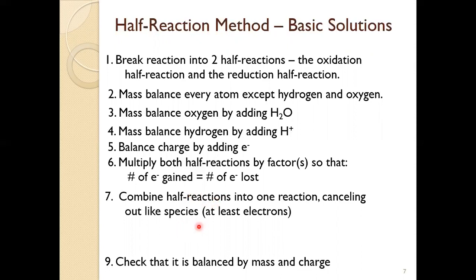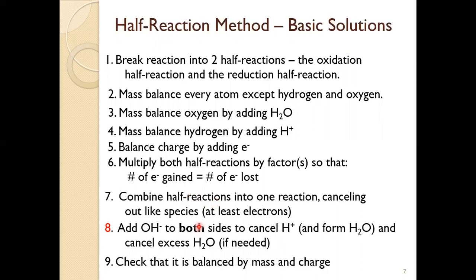The only additional step here is that because it is a basic solution, because the pH is relatively high, we don't have excess hydrogen ions. If it's basic, we have excess hydroxide ions. So this step 8 is to, once we get a balanced acidic solution reaction, add hydroxide ions to both sides to cancel out the hydrogen ions. Hydrogen plus hydroxide gives us water, and then we cancel out excess water if needed. And then finally, we check that it's balanced by mass and charge.